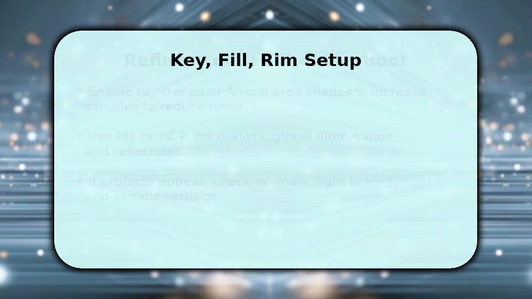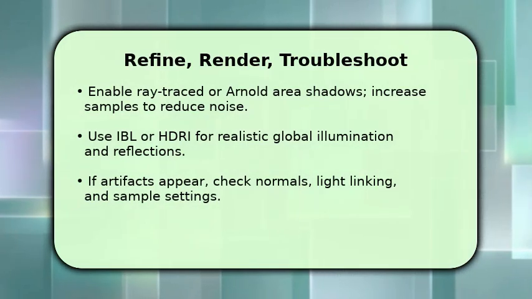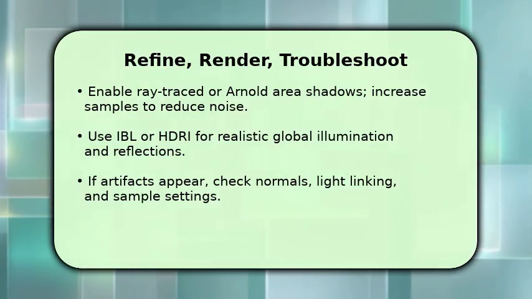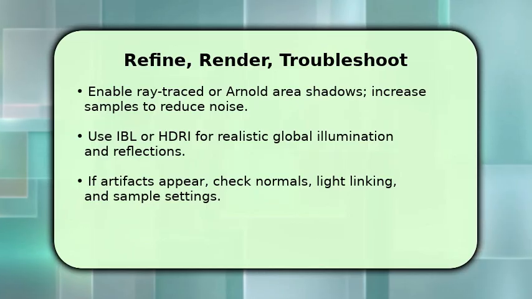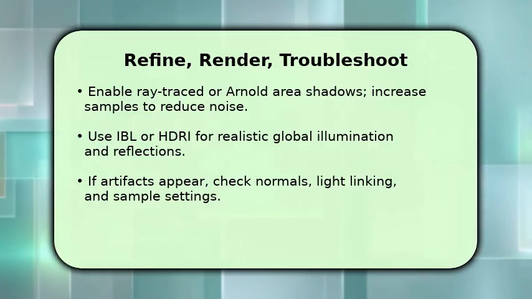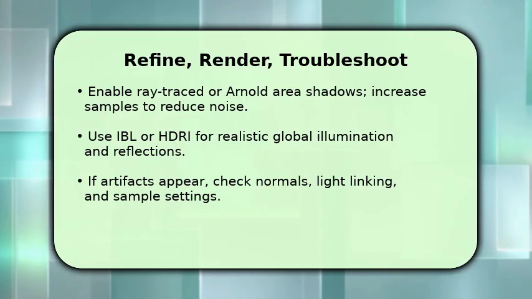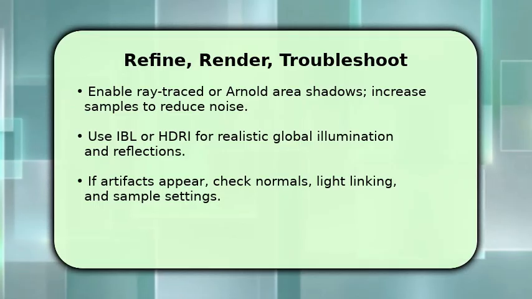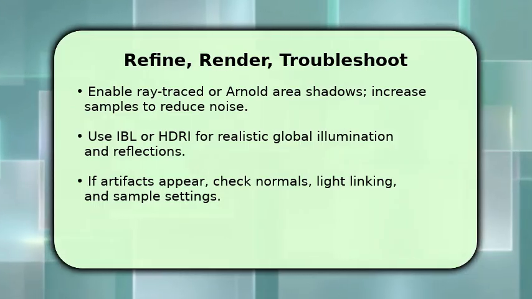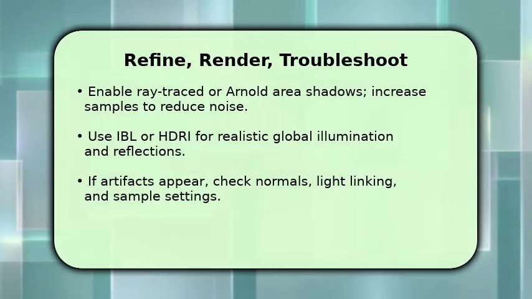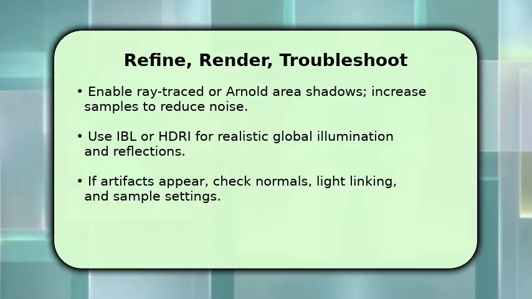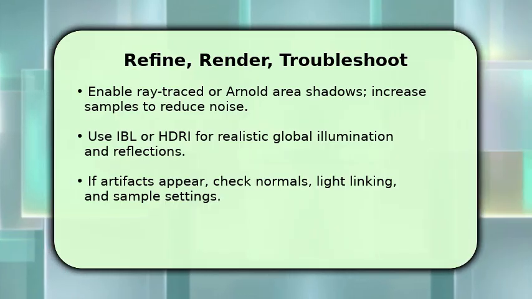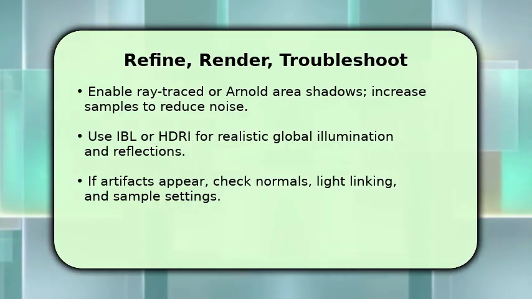You finish by refining exposure, shadows, and render settings. Turn on your render's area or ray traced shadows and raise light samples to clean noise without collapsing render time. Use denoisers sparingly. Add an image-based light or HDRI to provide natural global illumination and believable reflections, then balance with exposure or a physical camera. If you see banding, black artifacts, or missing light, check normals, light linking, and duplicate lights. Adjusting sample counts and removing overlapping lights usually fixes those issues.